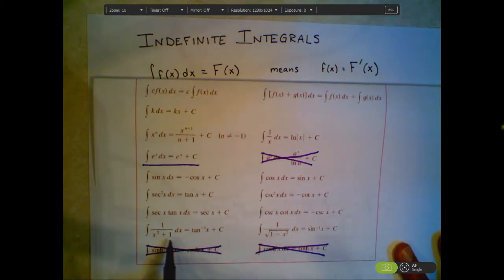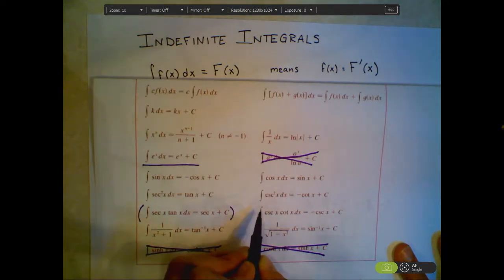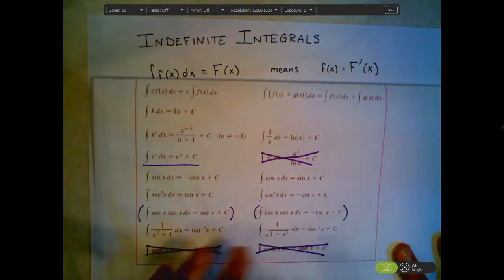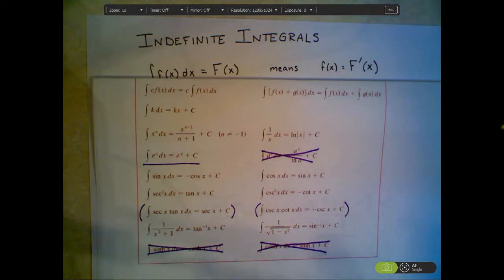The antiderivatives of inverse trig end up being very important, and these antiderivatives, maybe I could put these sort of in quotes, are less important typically, but the rest of them I do want you to have in your tool belt to be able to call upon whenever you would like.